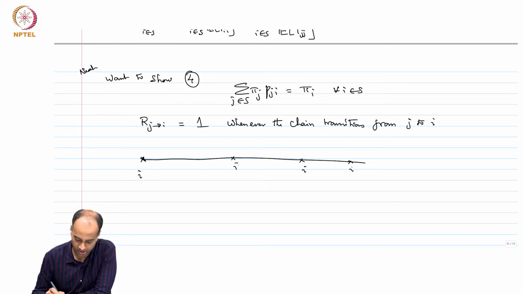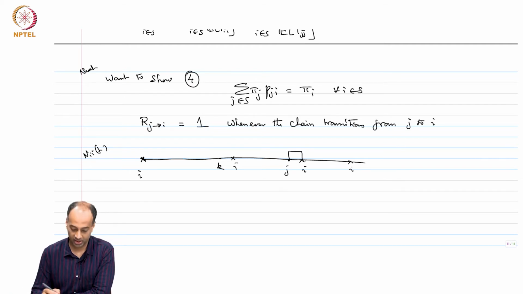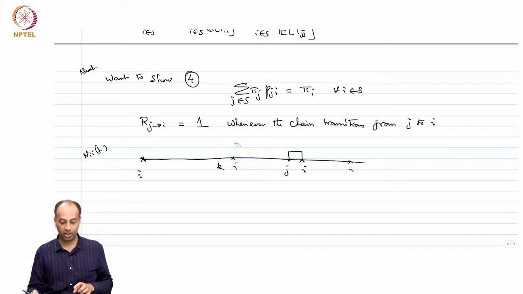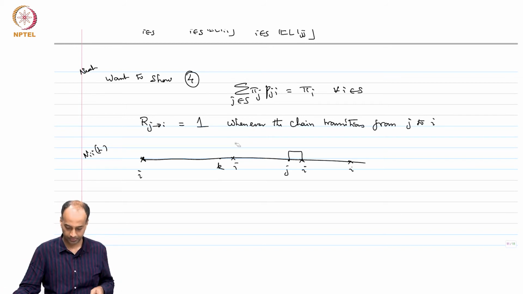So, if I look at this process N_ii of t, this transition may go from k to i, this transition may go from j to i. Okay. So, in this case I will accumulate one reward, here I will not accumulate any reward, right? Only when I go from j to i do I accumulate a reward.